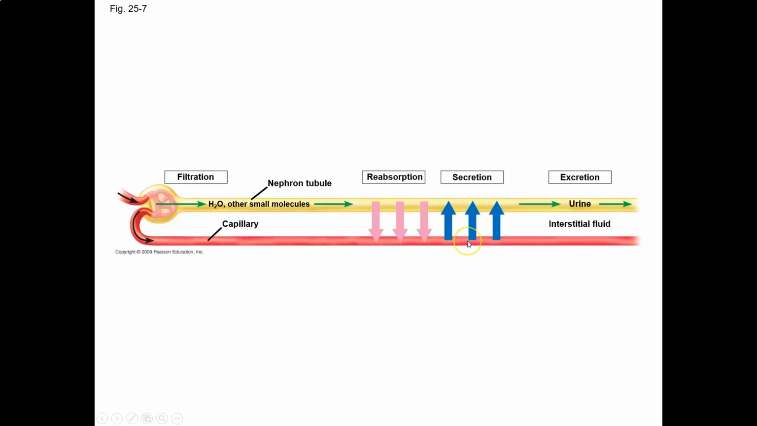But secretion is again just our last ditch effort to get rid of bad stuff from the blood and make sure we get rid of it in the urine. Once we're done with all 3 of those steps, filtration, reabsorption, and secretion, then we have converted the filtrate to urine, and we can get rid of that urine through the act of excretion, usually called micturition, which is urination.